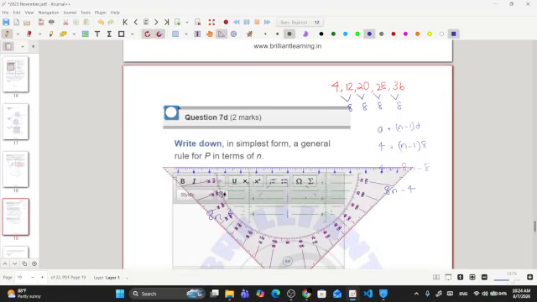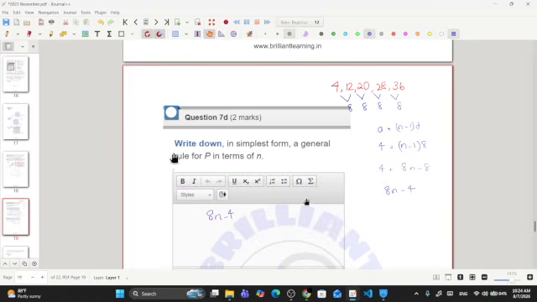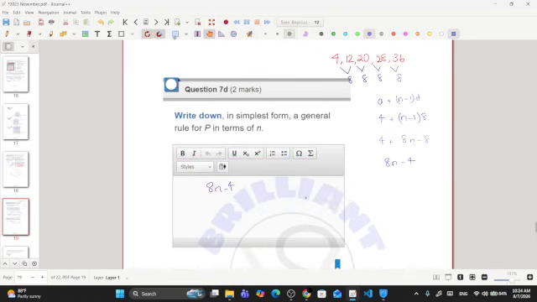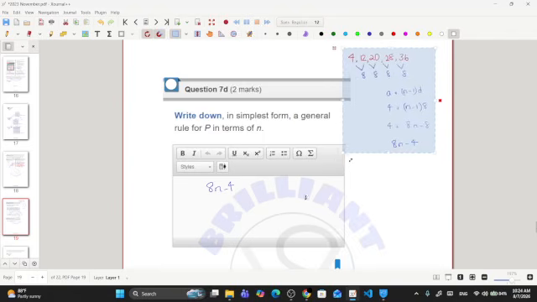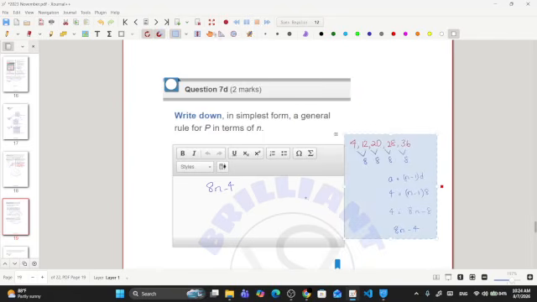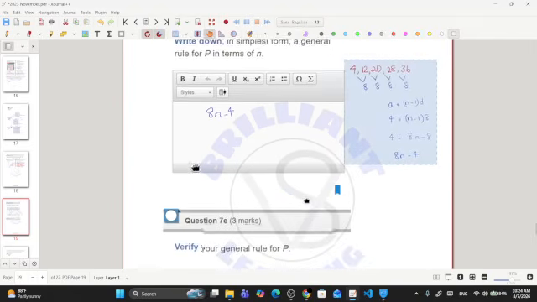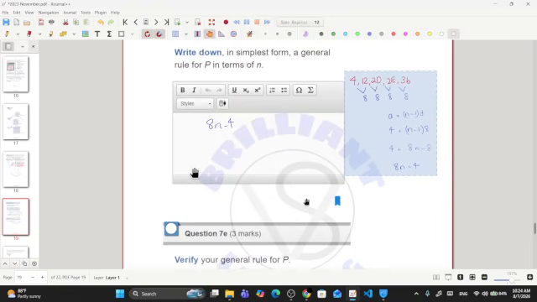So that's simple. Oh, what was this? Simple progression being showed. And let's move forward. Then it says verify your general rule for P. So how can we verify it?